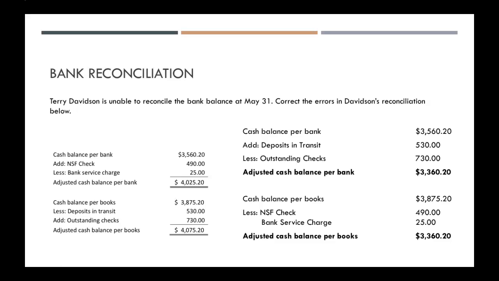Up in our adjusted cash balance per bank. Those two amounts have to equal each other. That is why we are doing this bank reconciliation, is because we want our adjusted cash balance per bank to equal the adjusted cash balance per books.